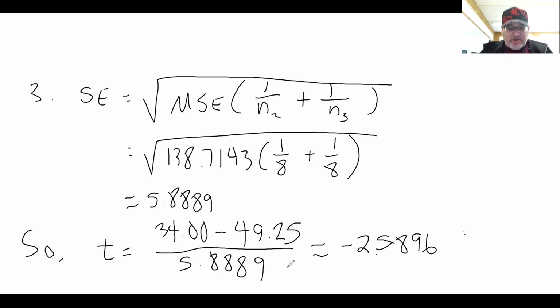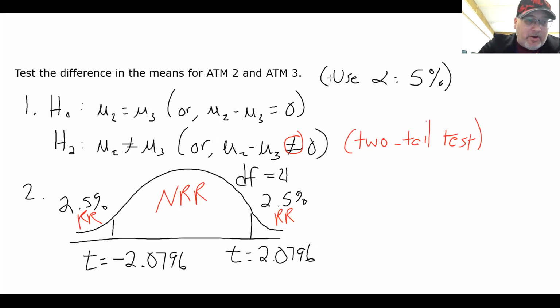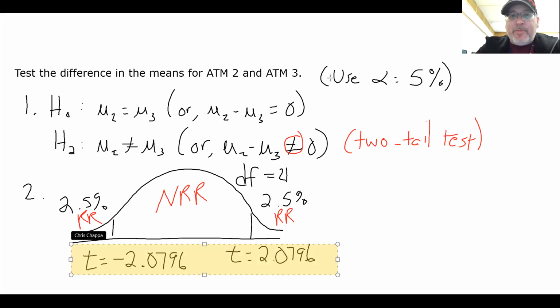But I'll do it again just to make sure. I'd rather do it twice, get the same answer both times, than do it once and get it wrong. If you do it once and get it wrong, you really won't know. But I got the same answer, negative 2.5896. All right, so all the dirty work is done. Let's highlight the important stuff. We've got our test statistic, negative 2.5896. We've got our critical values, and now we're ready to make our decision.